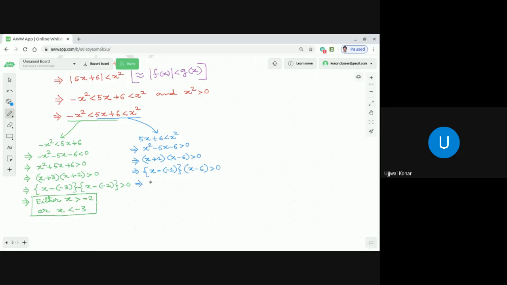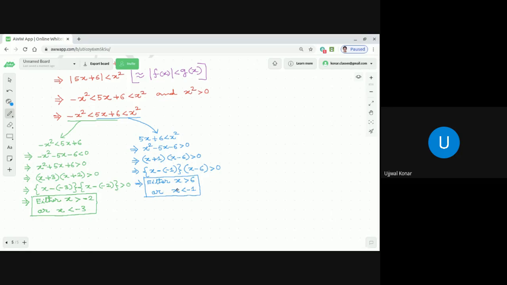Now, same thing, (x − alpha)(x − beta) greater than 0. That means either x is greater than the maximum of alpha and beta, or x is less than the minimum of alpha and beta. That means either x is greater than 6, or x is less than −1. Correct or not, dear students?